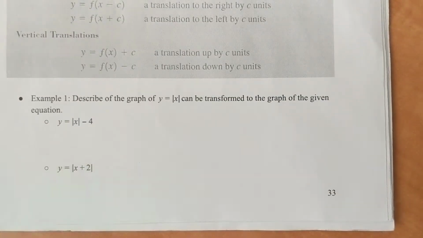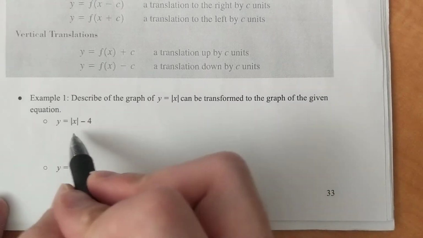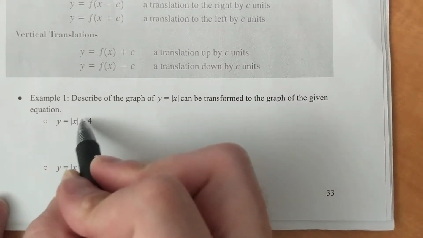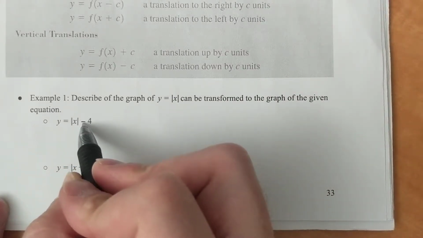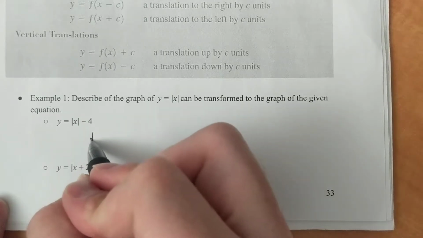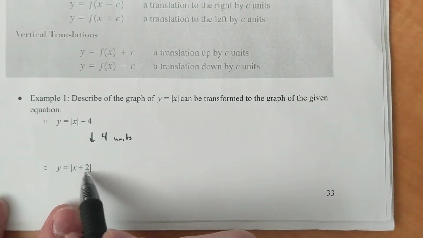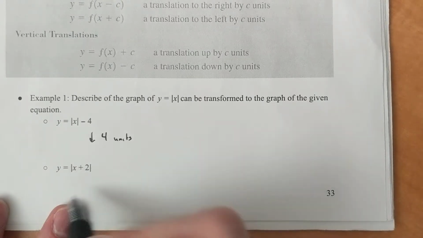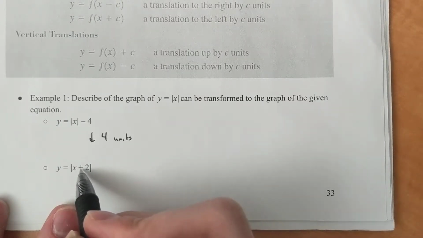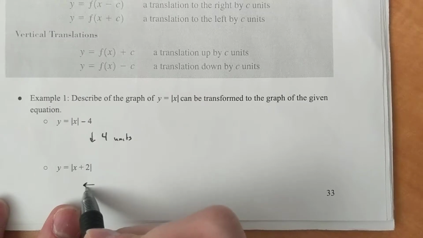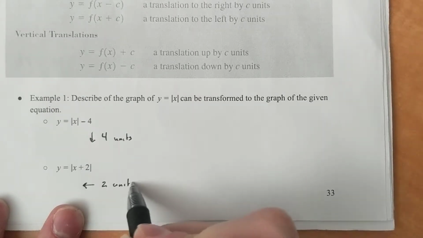So example 1 here: describe how the graph of y equals the absolute value of x can be transformed to the graph of the given function. Here our change is outside, so it's going to be a vertical change. It's negative, so it's down, and that's how many units. So this one is down 4 units. Here, x plus 2 is inside the bars, so it's going to be horizontal. It's plus, so it's the opposite, so it's going to go left 2 units.